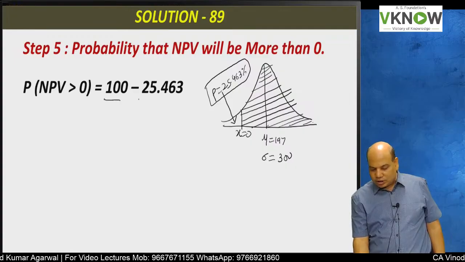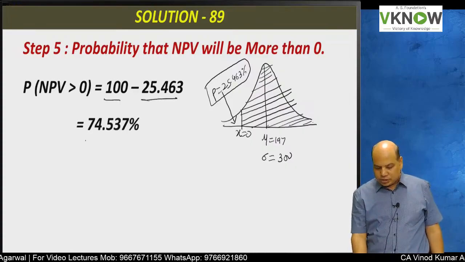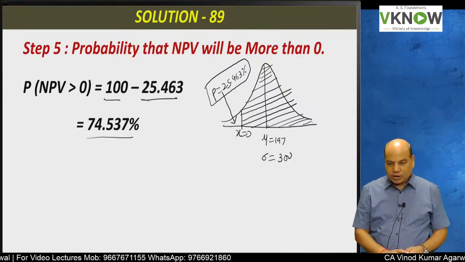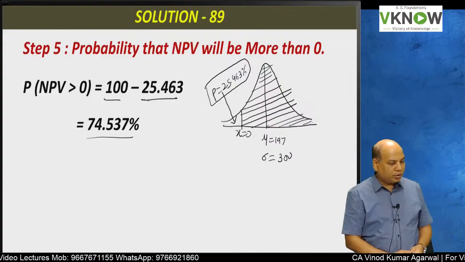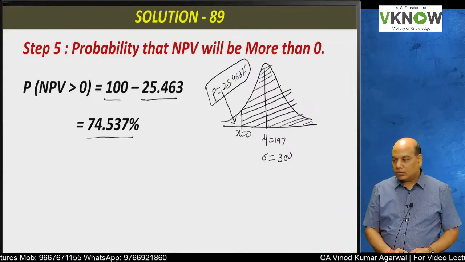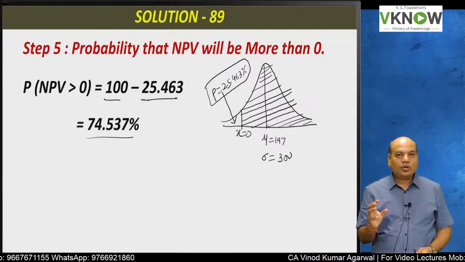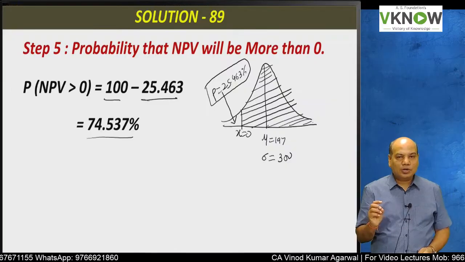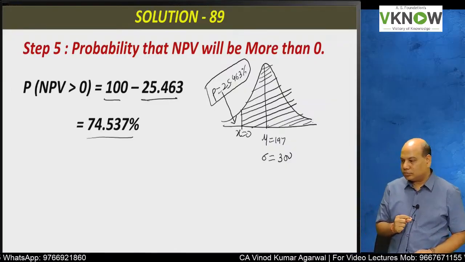So write down 100 minus 25.463, that is equal to 74.537%. Right? We have to save time in the exam. Don't again start searching for the same number which you have got already.